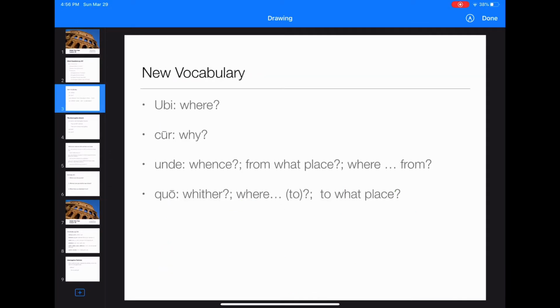The first thing in this lesson that you get after that information is 4 new words. So ubi means where. Where is the city? Cur means why. Like, why did he do that?